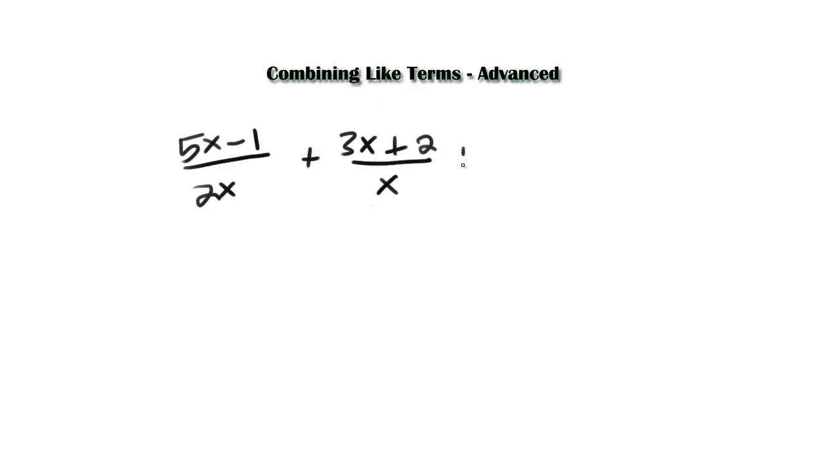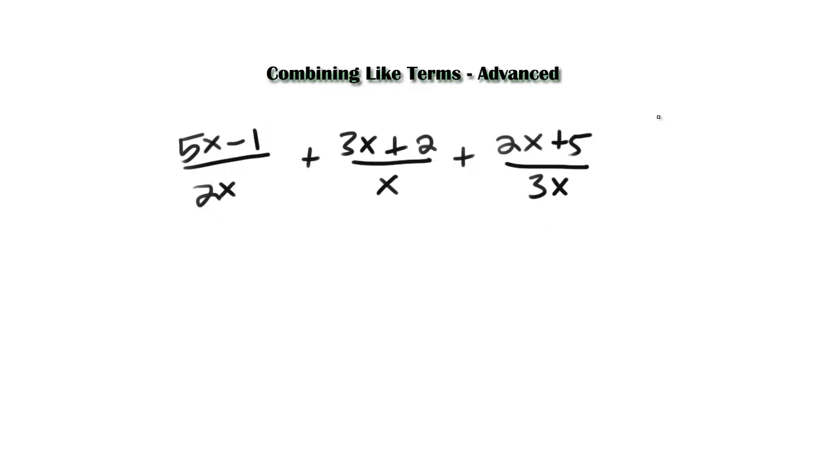Alright, so I think you guys are ready for this problem here. Let's say we have (5x - 1)/(2x) + (3x + 2)/x + (2x + 5)/(3x), right? Notice we have 2x, x, and 3x for the denominators, right?